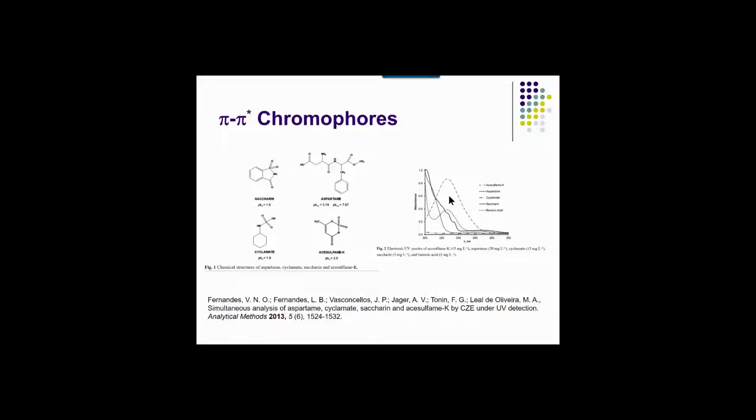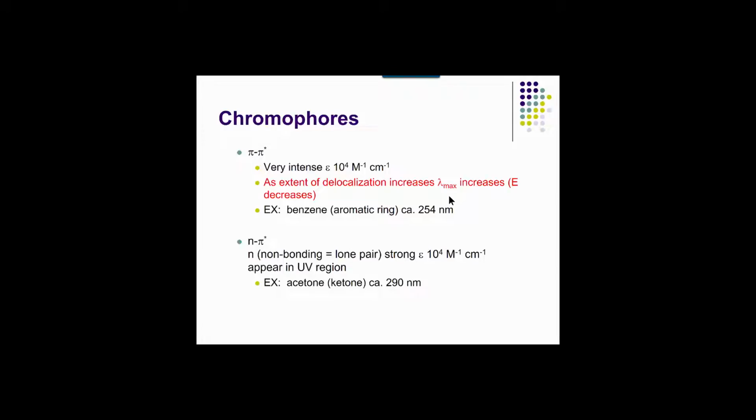Cyclamate, saccharin, acesulfame potassium contain a sulfur double bonded to two oxygens. This is an n-pi star chromophore and absorbs at shorter wavelength. So let's return. Two types of important chromophores in the deep UV: pi-pi star chromophores and n-pi star chromophores. Examples of pi-pi star: anything that's aromatic, anything involving double bonds. The other type is n-pi star.